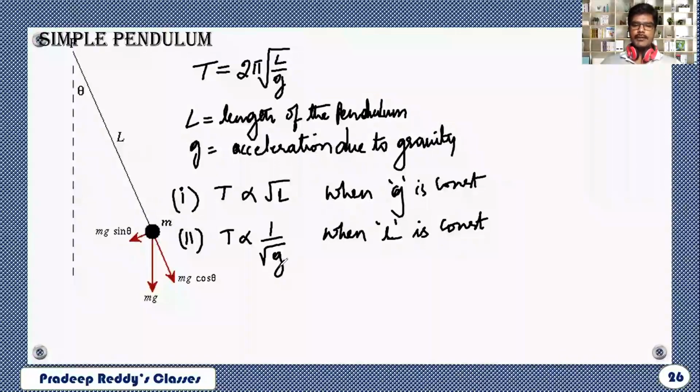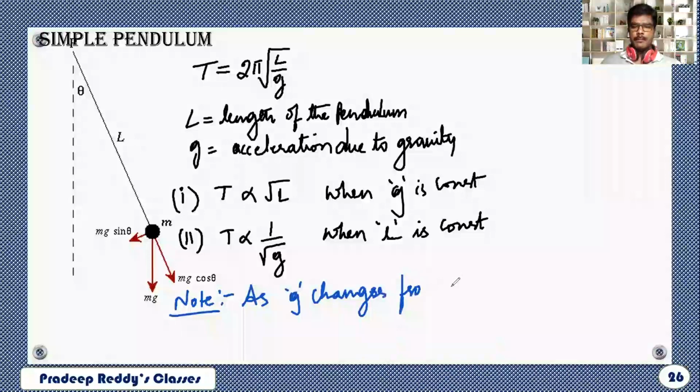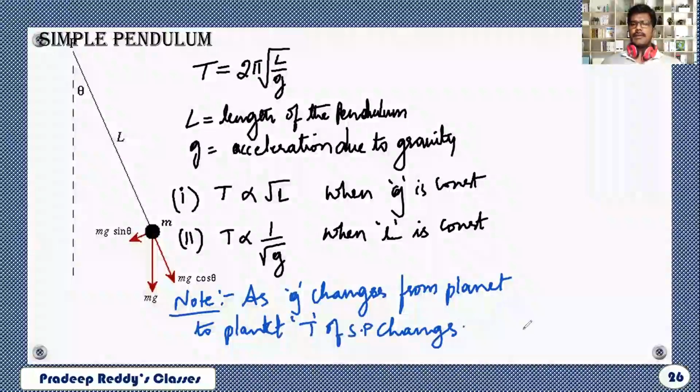So as we know, from planet to planet, acceleration due to gravity changes. As G changes from planet to planet, time period of simple pendulum changes. Time period of the simple pendulum would undergo change. That is note 1. And next note is in satellites.